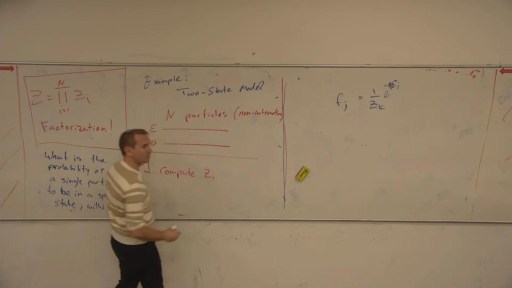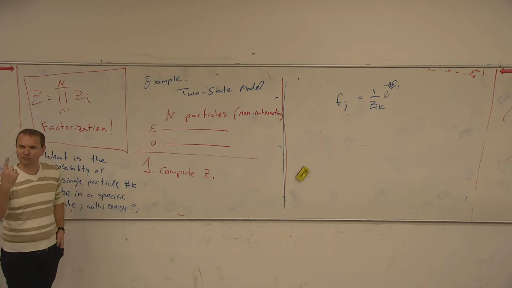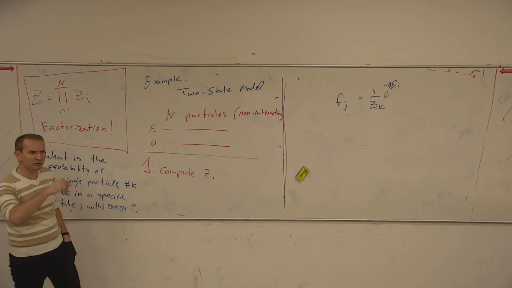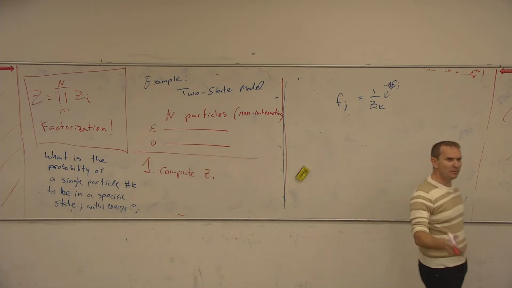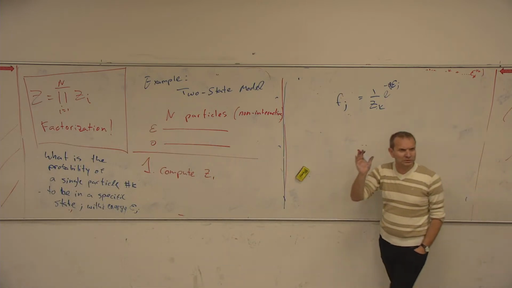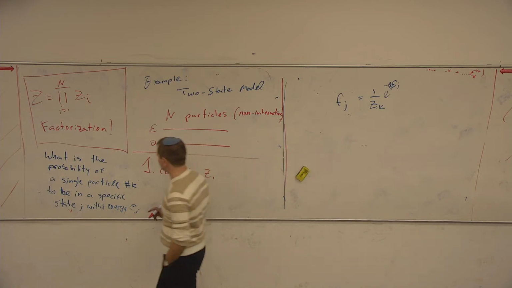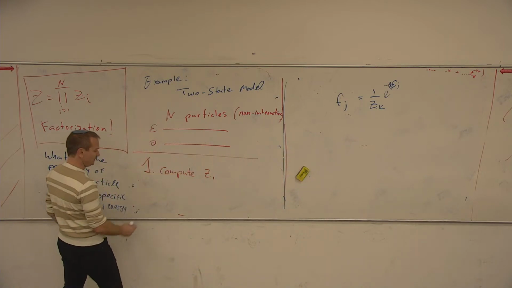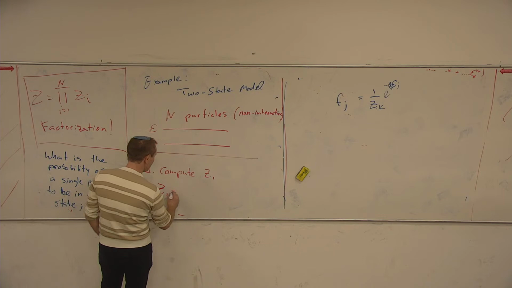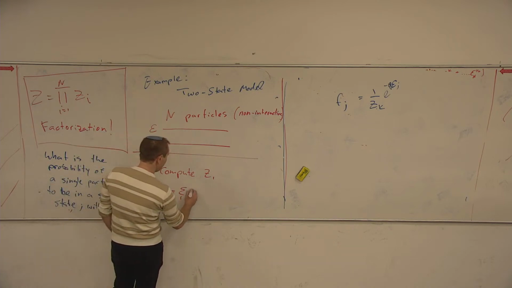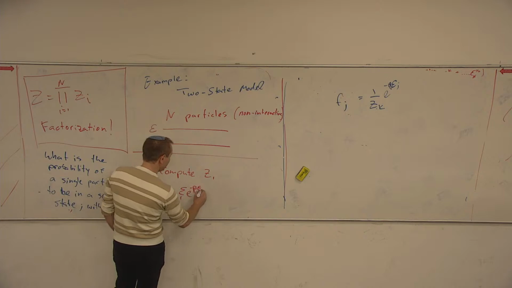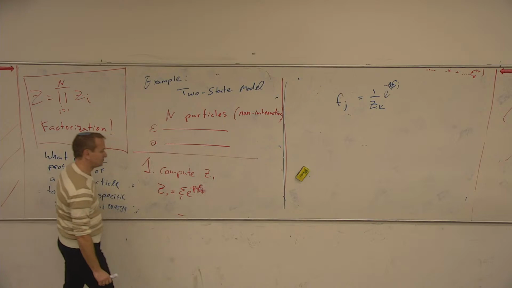Z1. Okay. What is Z1? The partition function of one single particle. Remember, if they are not interacting, I'm looking at each particle separately, computing its partition function, and then multiplying. So Z1 equals the sum over i of e to the minus beta epsilon i.